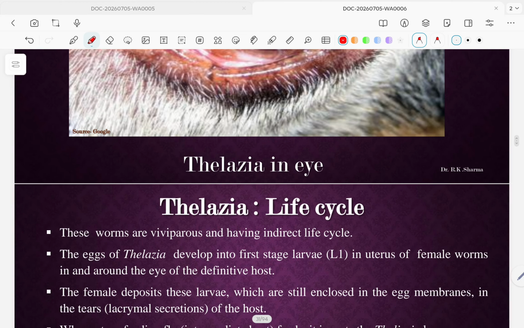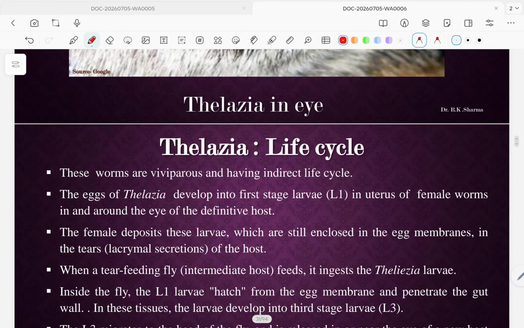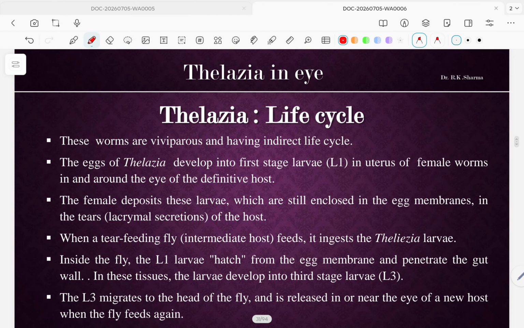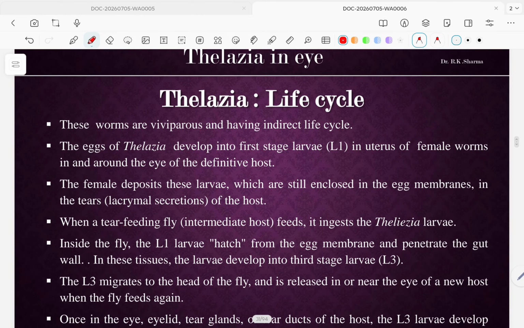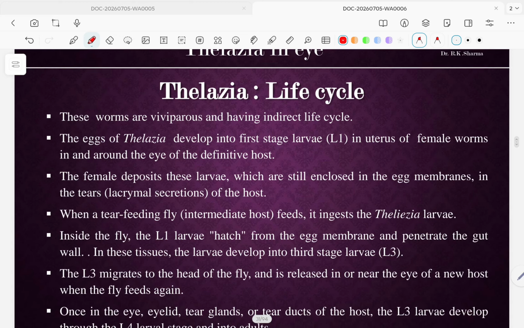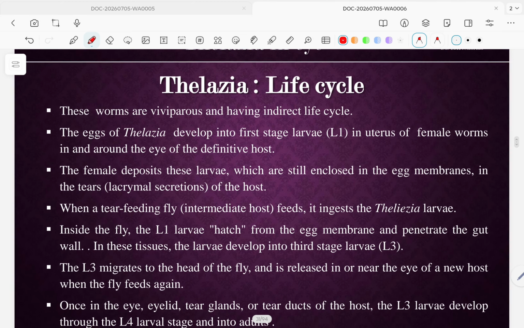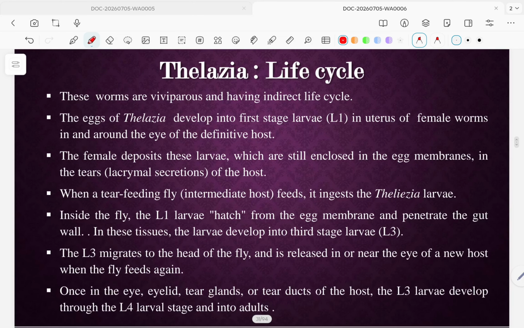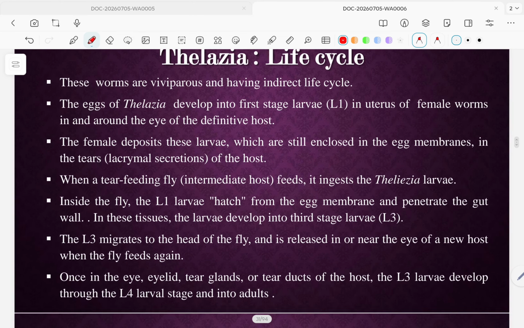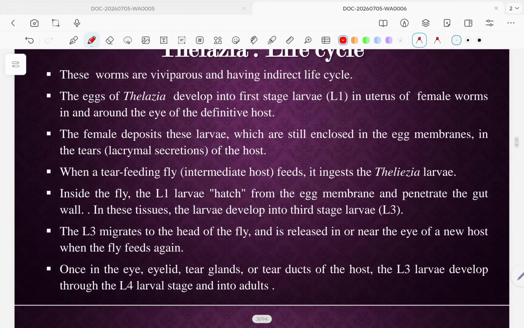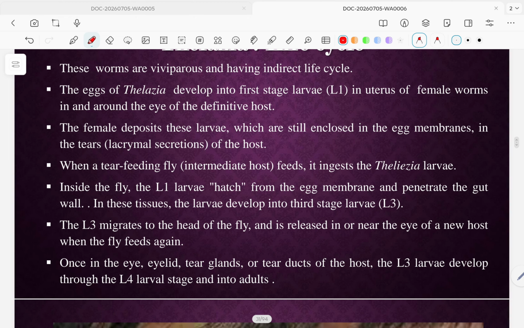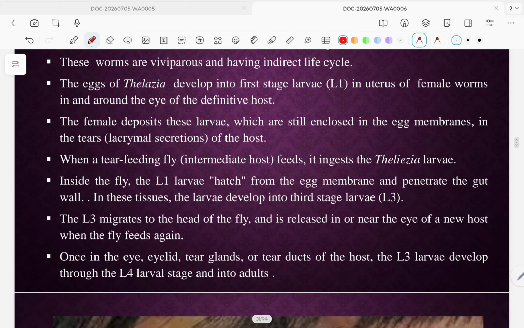Thelazia life cycle. These worms are viviparous and have an indirect life cycle. The eggs of Thelazia develop into first stage larvae, L1, in the uterus of the female worm in and around the eye of the definitive host. The female deposits these larvae, which are still enclosed in the egg membranes, in the tears, the lacrimal secretion of the host.